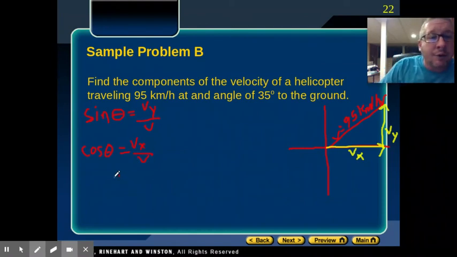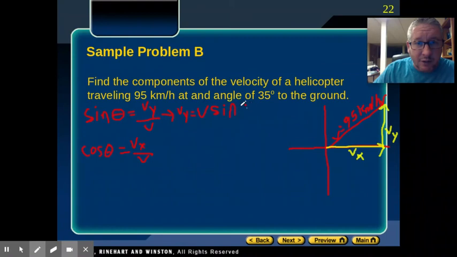And we're actually going to rearrange this to solve for the Vy and the Vx. And so rearranging this a little bit algebraically, we're going to get Vy for this one is equal to V times sine theta.